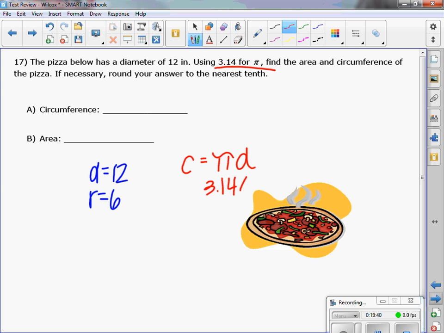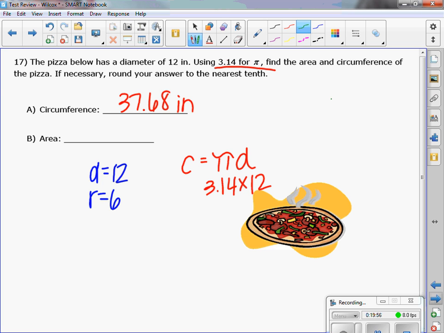3.14 times the diameter of 12 will give me my circumference, the distance around this pizza. The circumference here, when you multiply out, comes out to 37.68 inches.